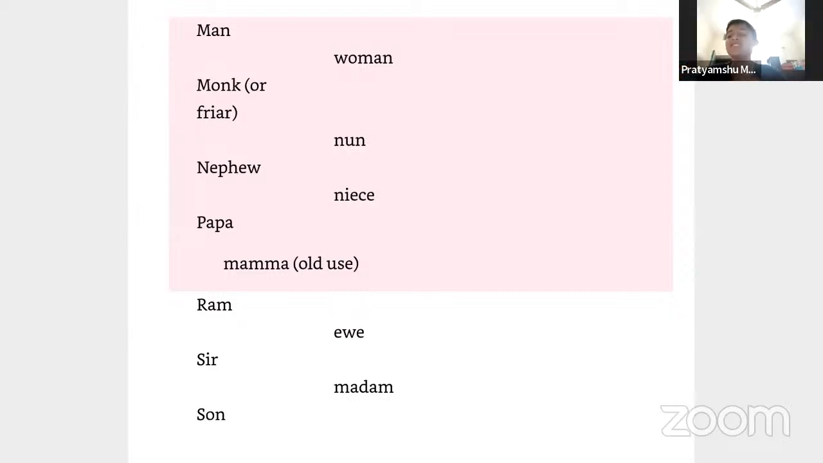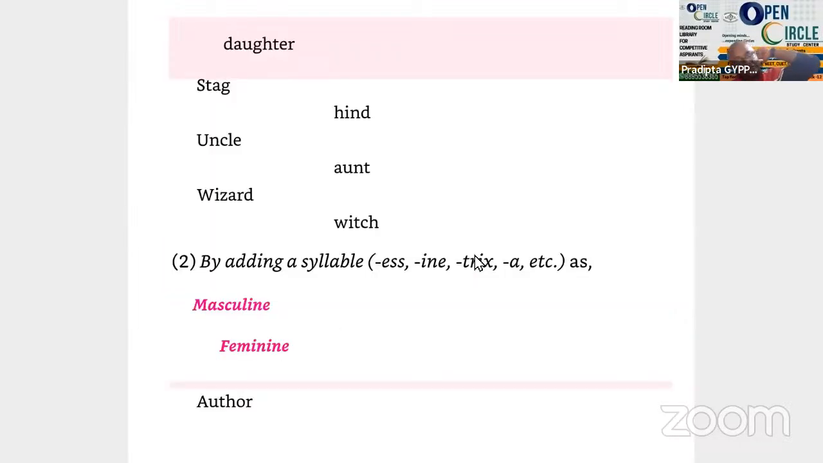What have you heard is the name of the female? Ewe. The female one is called ewe. Sir and madam, son and daughter. Stag. Who can say what's a stag?